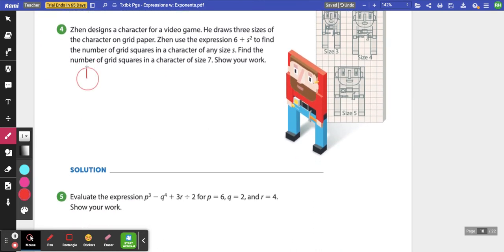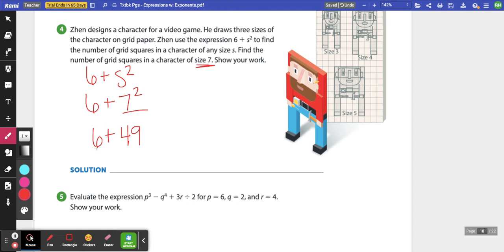On this one, we have our expression 6 plus s squared, and it said find the number of grid squares in a character of size 7. So we're going to have to substitute on this one. Where the s is, I'm going to put 7. So, do I have any grouping? Nope. Do I have exponents? Yes, I do. 7 squared is 7 times 7, not 7 times 2.